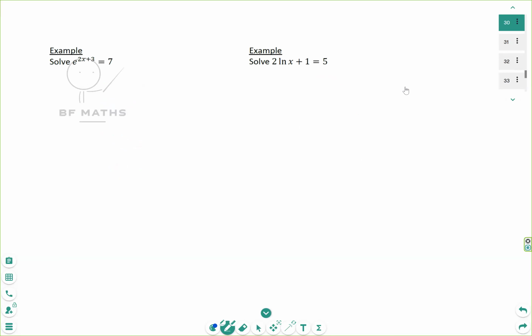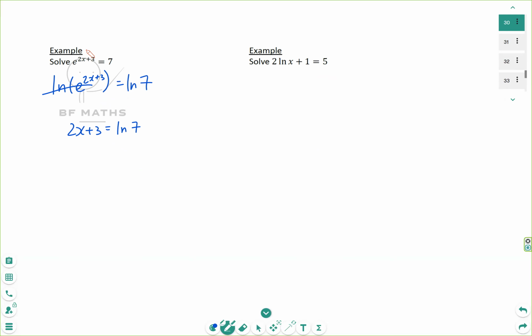Next one. Example, solve e to the power of 2x plus 3 equals 7. Same thing. To get rid of e, we apply ln on both sides. So let's apply ln on both sides. Ln and e cancel out. So 2x plus 3 equals ln 7. Of course, I'm not going to write over my BF Maths logo.